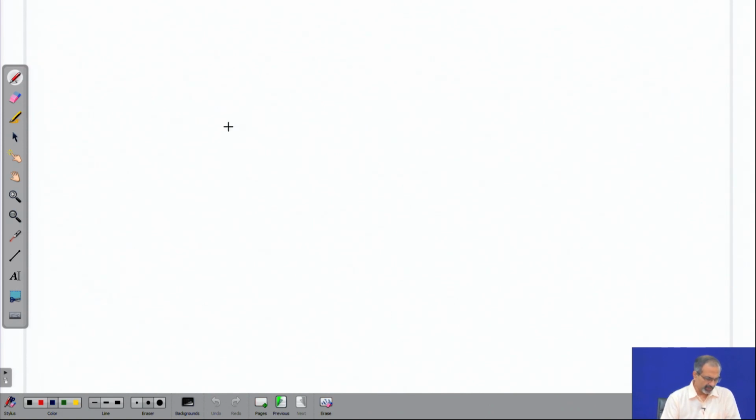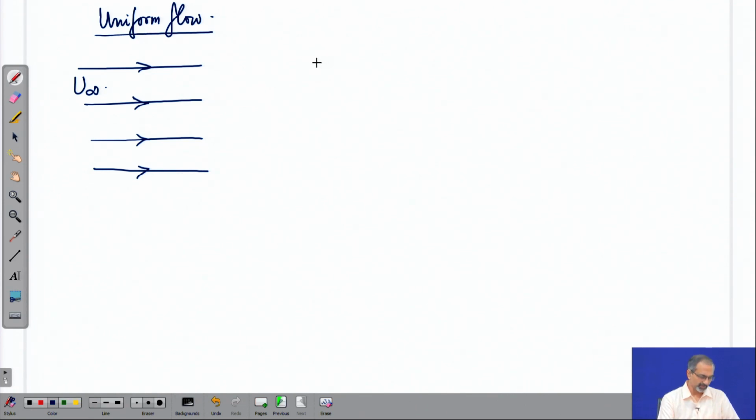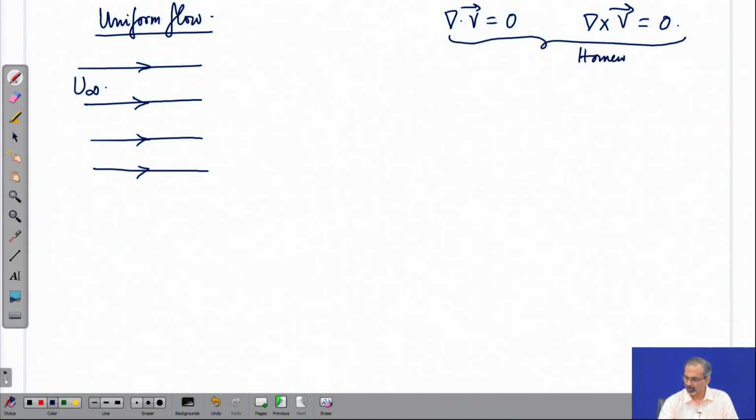We will look at a quick example. We will see whether a uniform flow that we have discussed in many contexts, where we have just assumed a uniform flow, does satisfy Laplace equation or not. So, uniform flow first of all satisfies the divergence free condition and also the irrotationality condition. You can also look at it as homework to show how uniform flow actually satisfies these two relations.